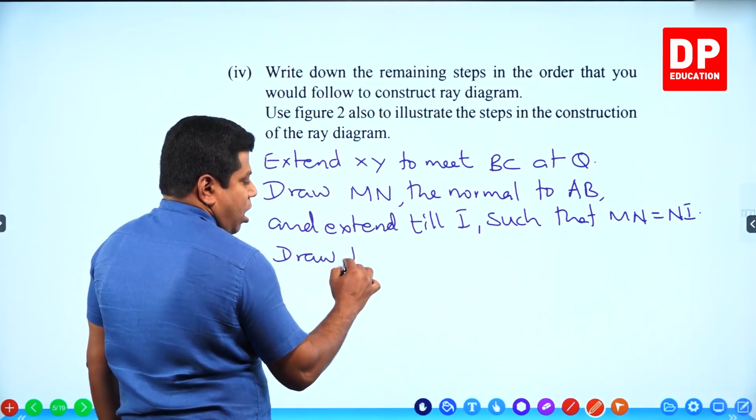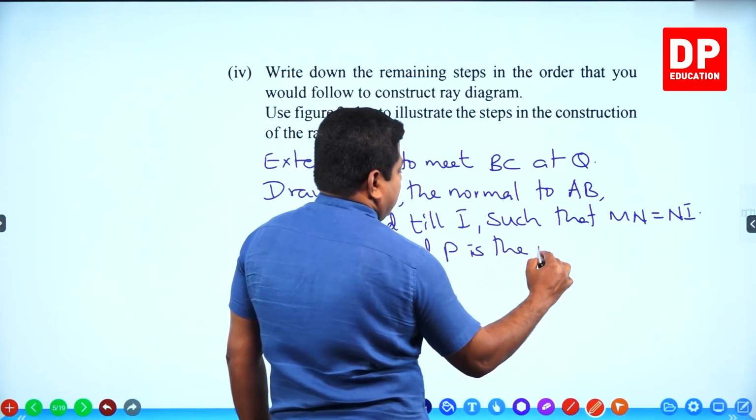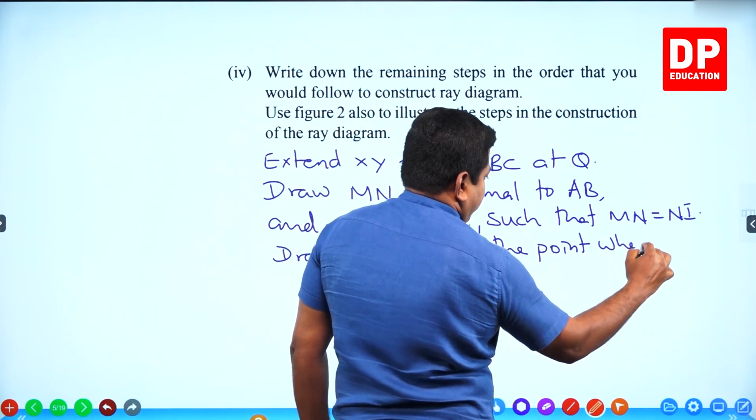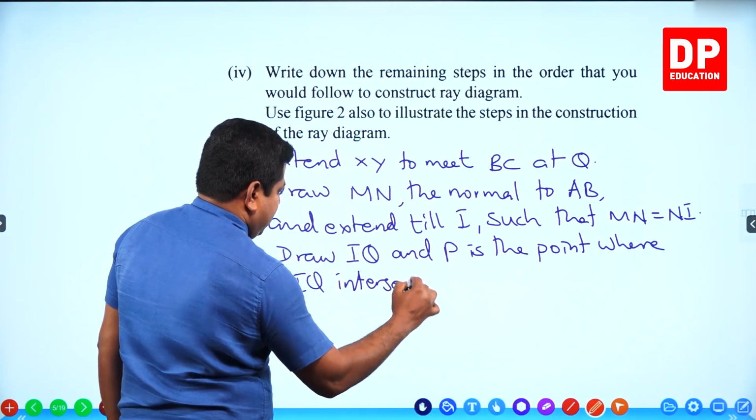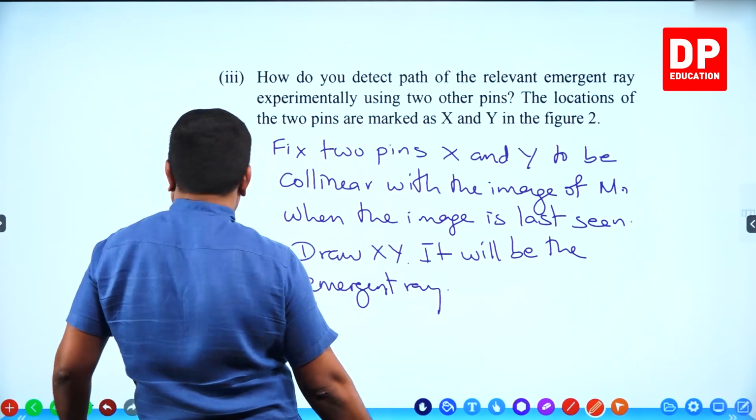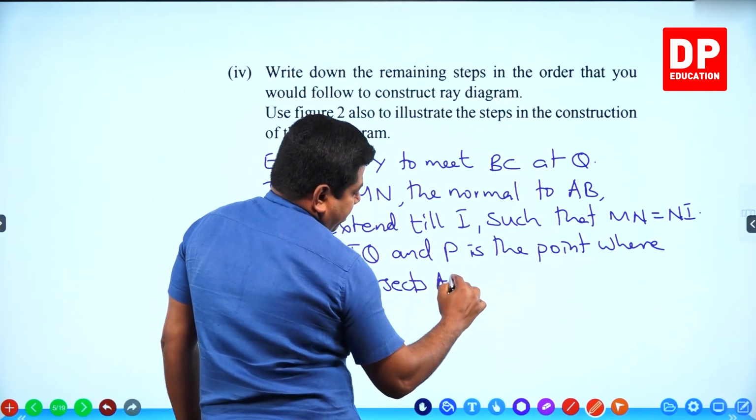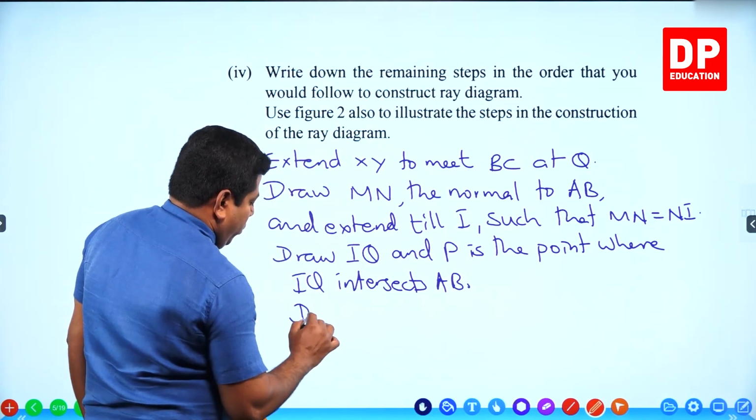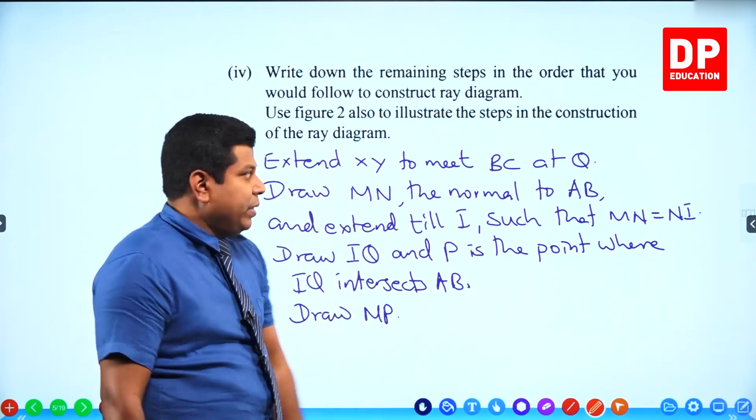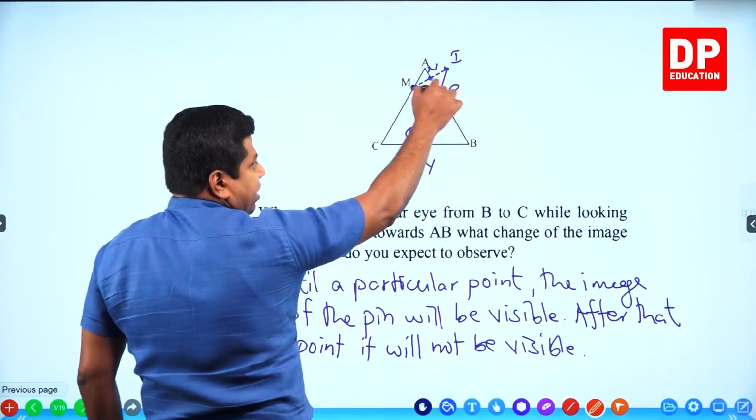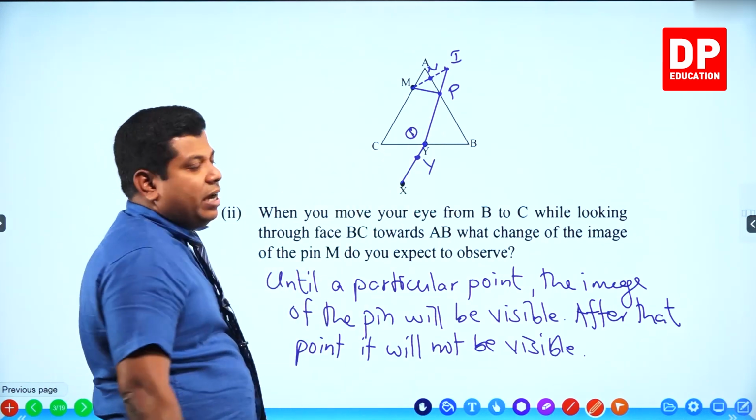Draw IQ, and P is the point where IQ intersects, what's the name of that face? AB. Intersects AB. Then what do you do? Draw MP. Right, now you know MP is the incident ray here, PQ is the refracted ray, and this one QX or YX will be the emergent ray.